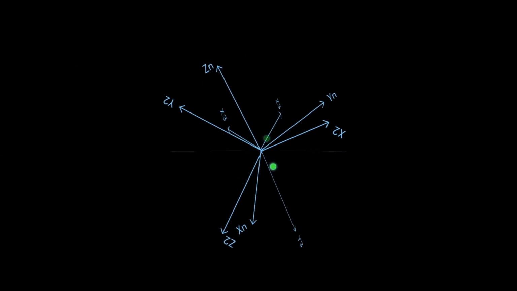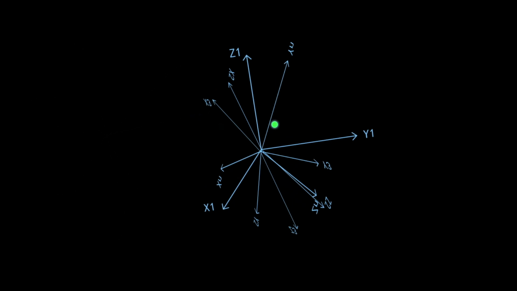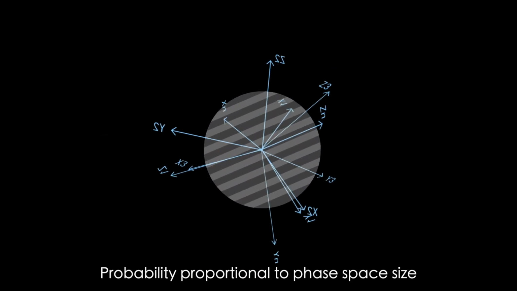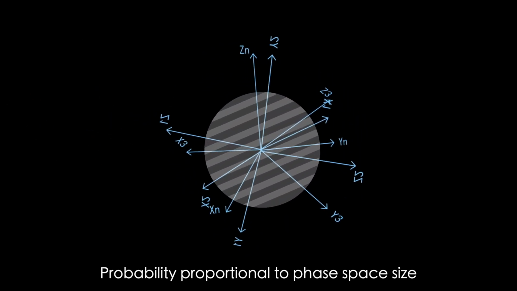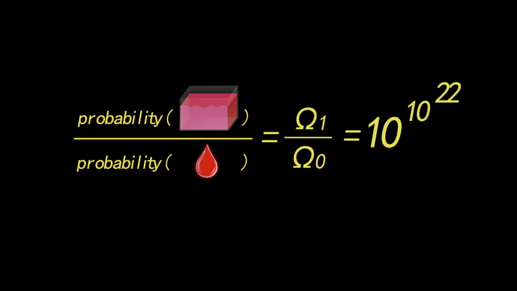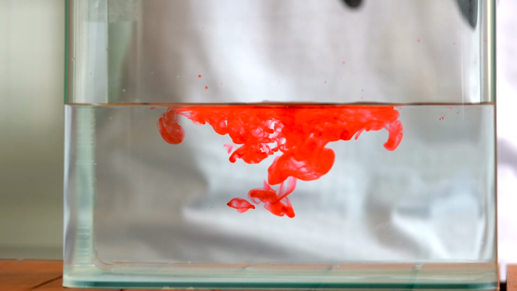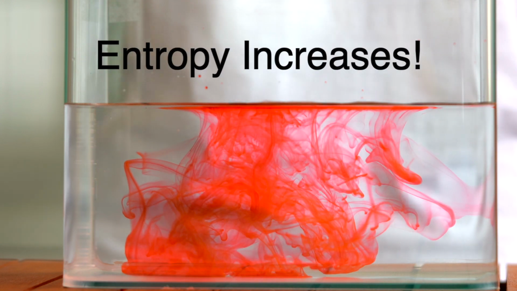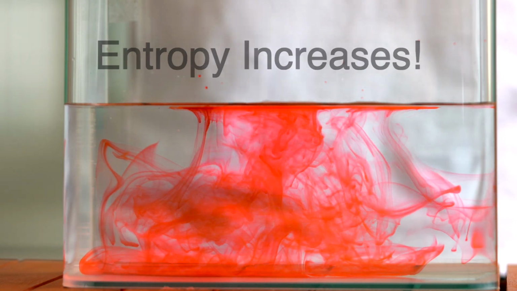The equal probability principle says that the system is equally likely to be at any point in the phase space. So the probability of the system being in a particular state is directly proportional to its phase space size. For the red ink, the probability of it spreading across the tank is 10 to the power of 10 to the power of 22 times larger than the probability of it gathering into one drop. Therefore, once the red ink spreads, it is unlikely to come back. This is why entropy always increases. It is so impossible for entropy to decrease.